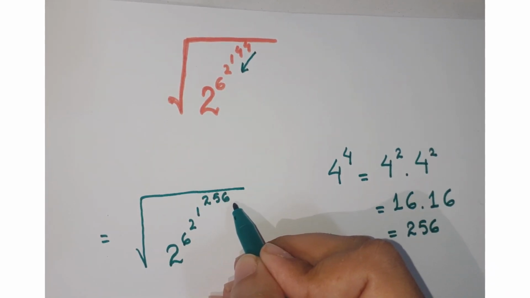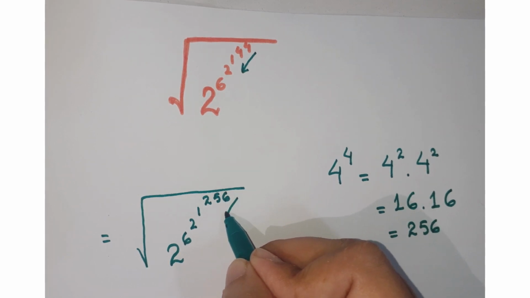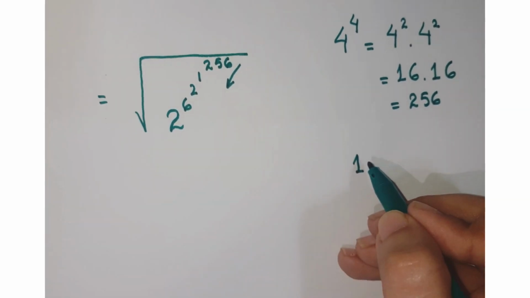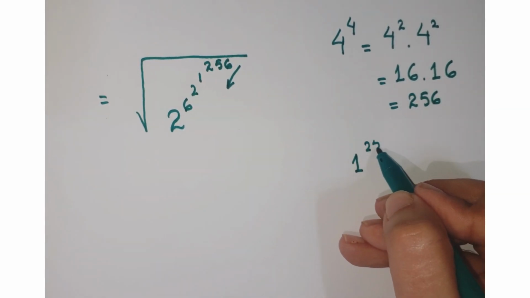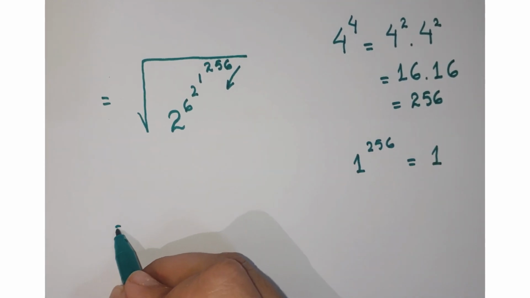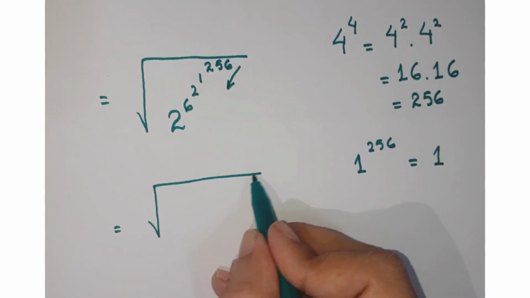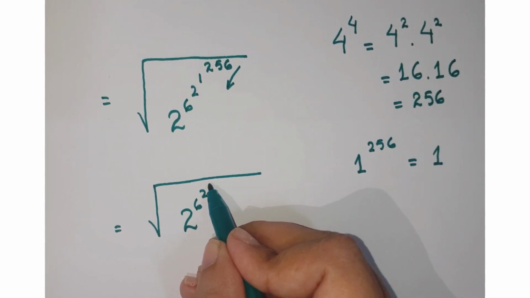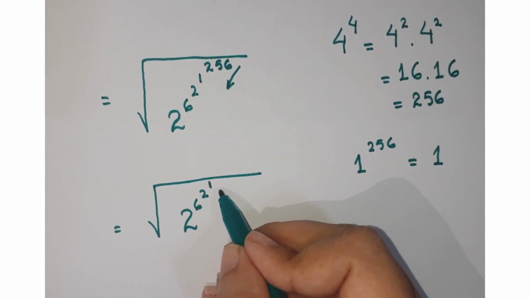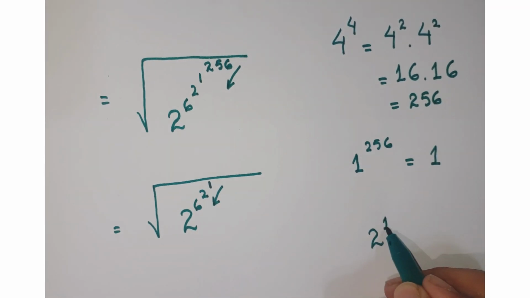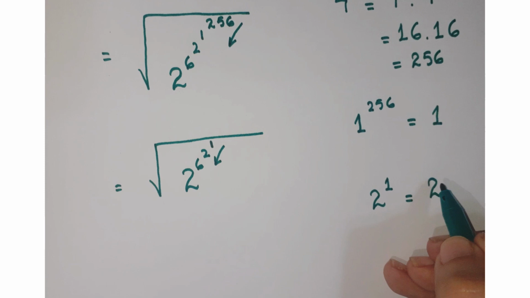Now again go from top to bottom. So we have to find out 1 to the power 256, which is equal to 1. So the change is you get 2 to the power 6 to the power 2 to the power 1. Now again go from top to bottom. 2 to the power 1 is equal to 2.